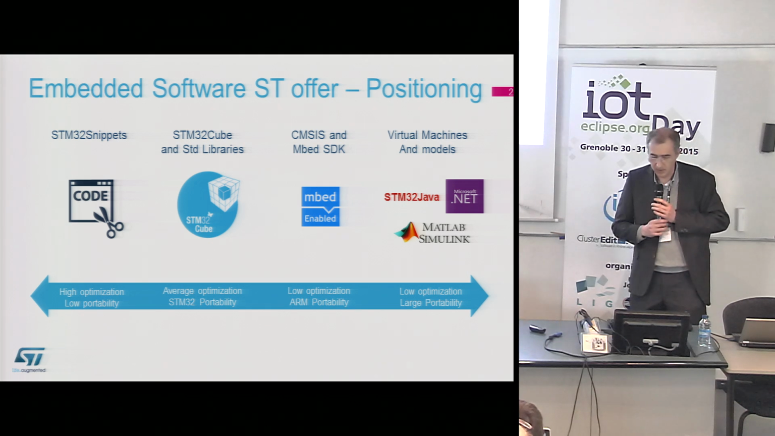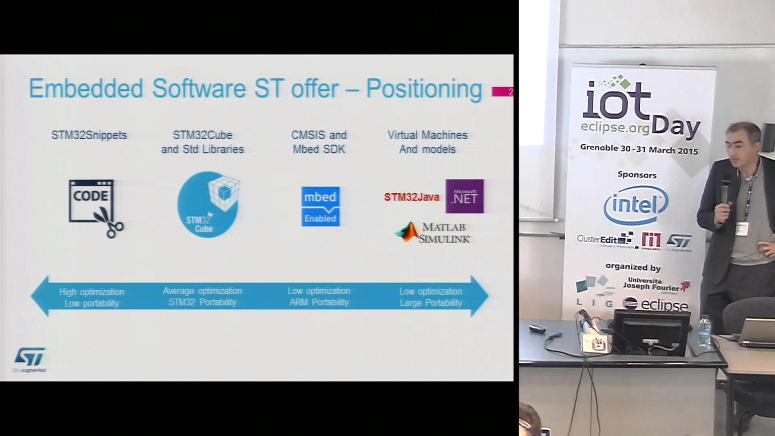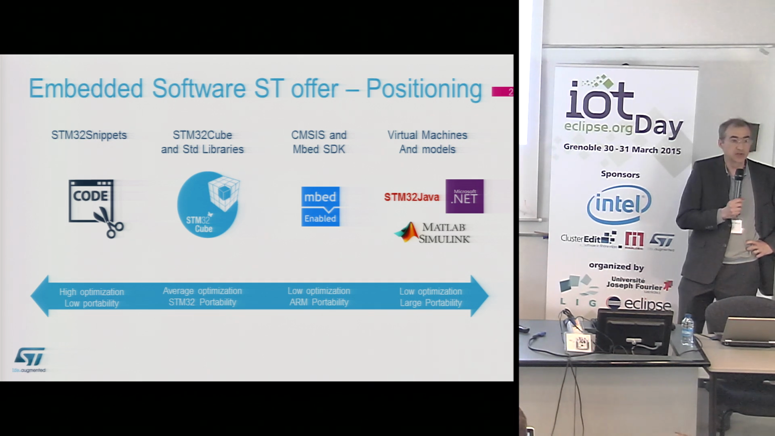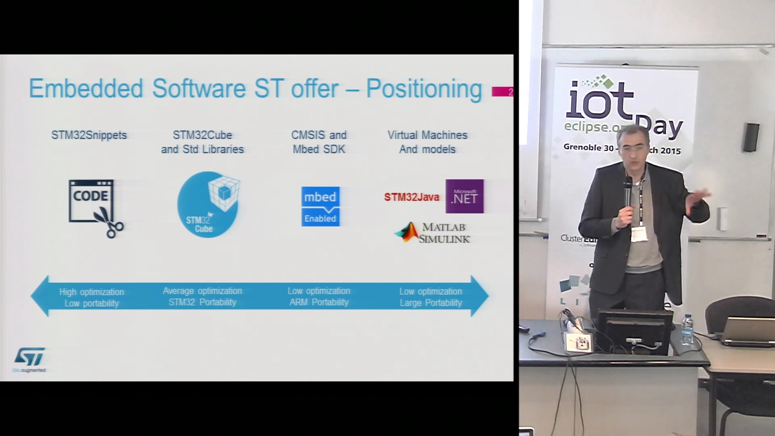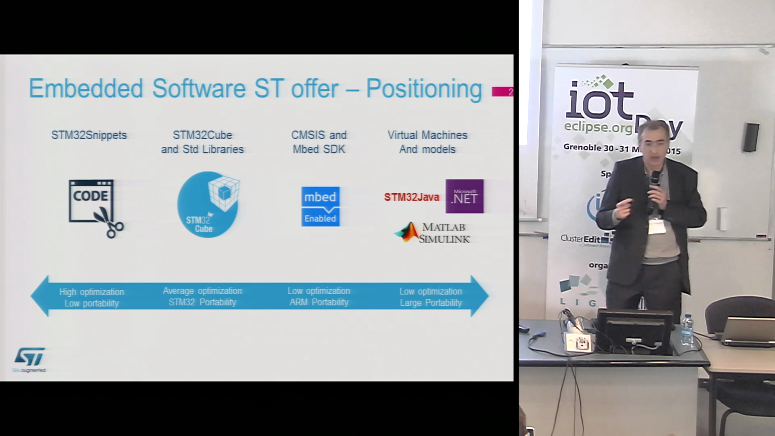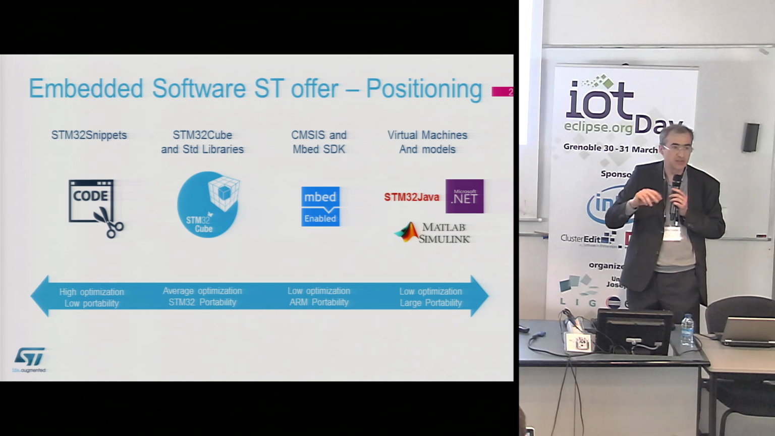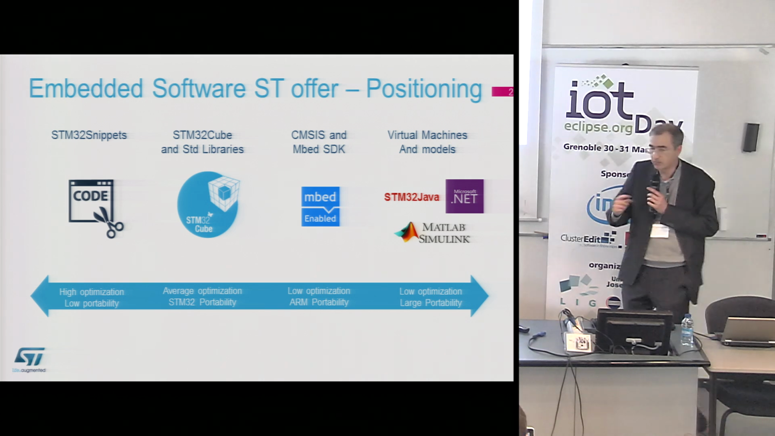Then we have some more virtual machines and models. We have a Java implementation on top of most of the STM32, and we also have a MATLAB Simulink implementation, where you can do your application directly in MATLAB and run it in two ways: either completely on the target, or in a mode called PIL, Processor in the Loop, where most of the MATLAB code runs on the PC but some of the processing is done on the target. So you don't have to run everything on the target.